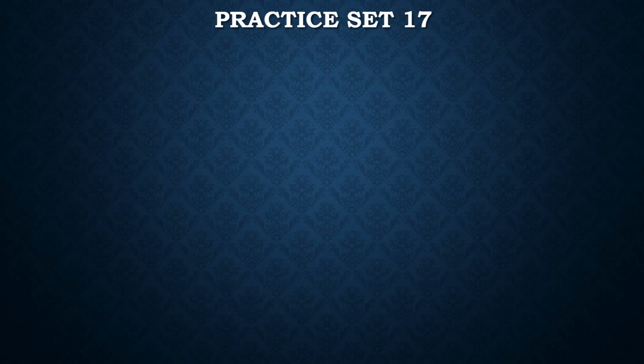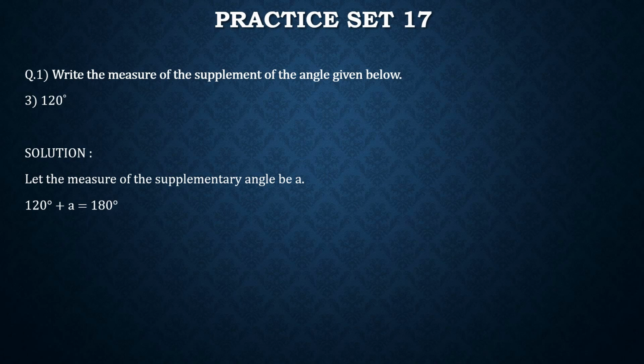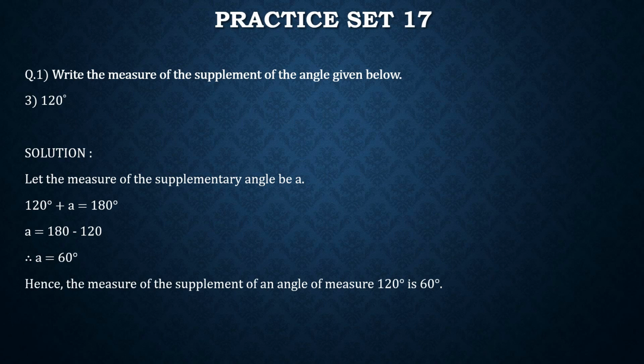Third one, 120 degrees. So we have to find the measure of supplementary angle of 120 degrees. Solution. Let the measure of supplementary angle be A. 120 plus A is equal to 180 degrees. So A is equal to 180 minus 120. Therefore, A is equal to 60 degrees. Hence, the measure of supplement of an angle of measure 120 degrees is 60 degrees.